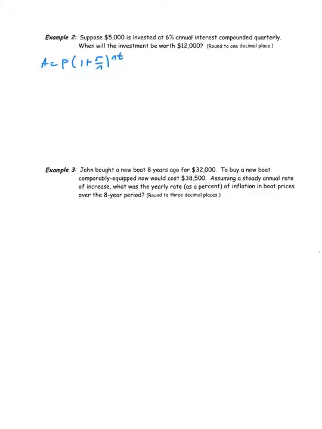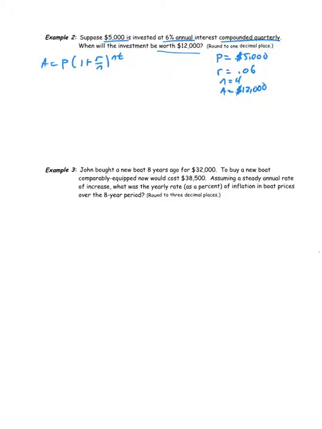So here we have that P, which is the initial amount invested, is $5,000. That's given here. The annual interest rate, r, is equal to 0.06. It's compounded quarterly, which means that n is equal to 4. And we want to know when the investment is worth 12,000. That means A is equal to 12,000, and we're trying to solve for t.